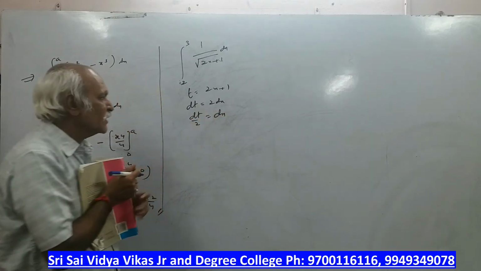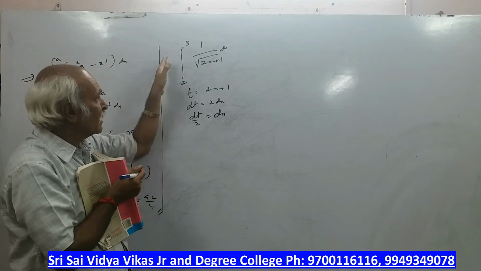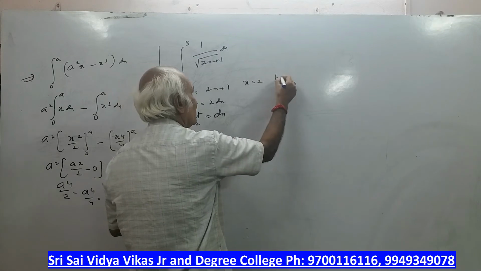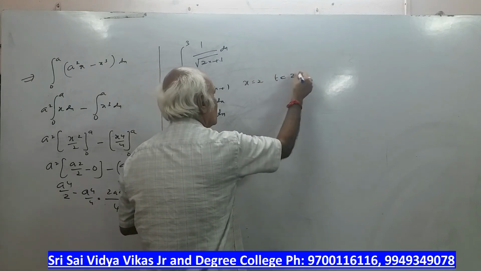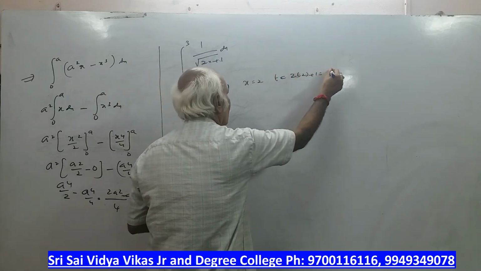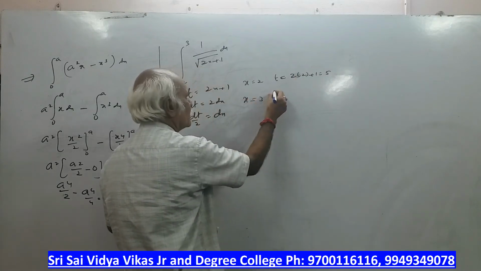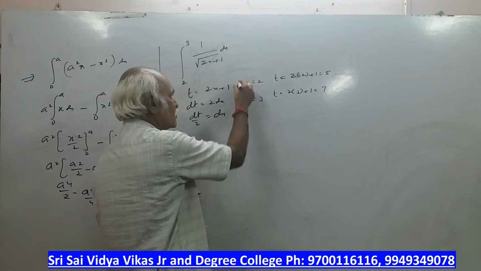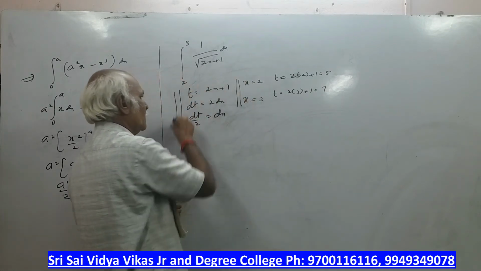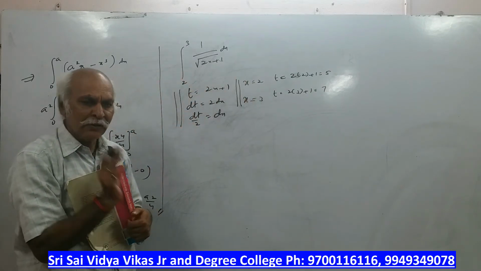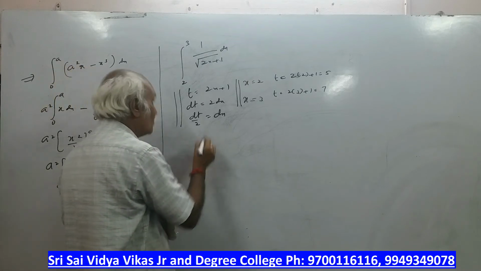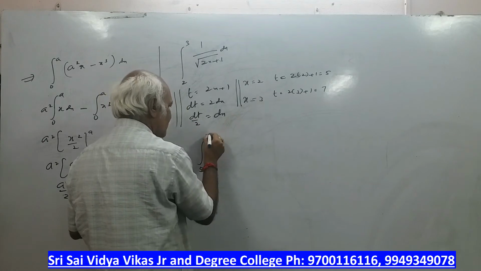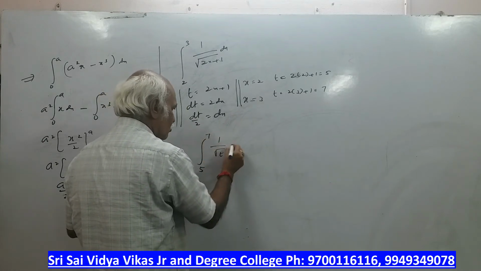Okay, in indefinite integration we will directly start doing it, but here there are limits. So what you have to do, x is equal to 2, t is equal to 2 into 2 plus 1 which is 5, x is equal to 3, t is equal to 2 into 3 plus 1 which is 7. Means you have to change the limits also. Once you put the t, then you have to change the limits, and the limits will become 2 is becoming 5, and 3 is becoming 7. 1 by root t dt.